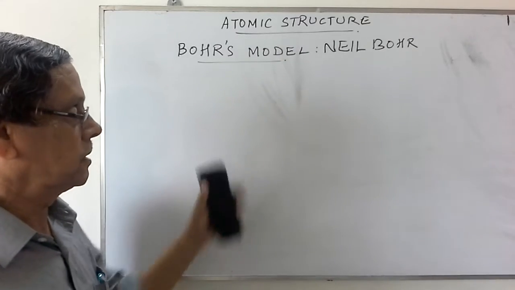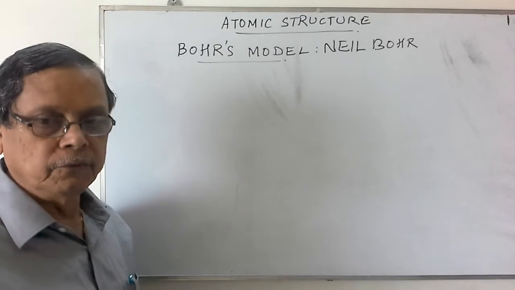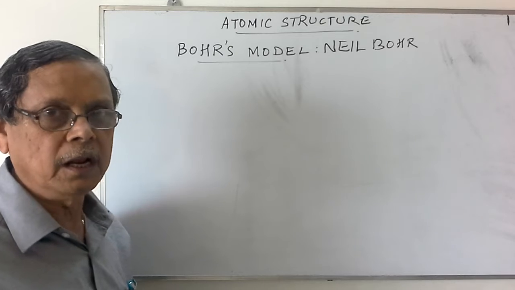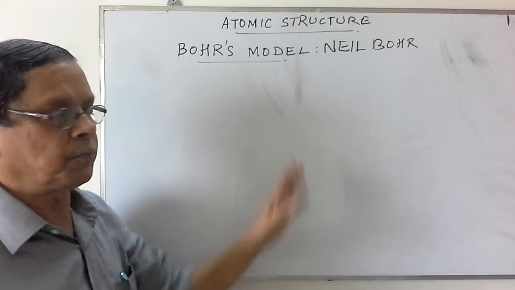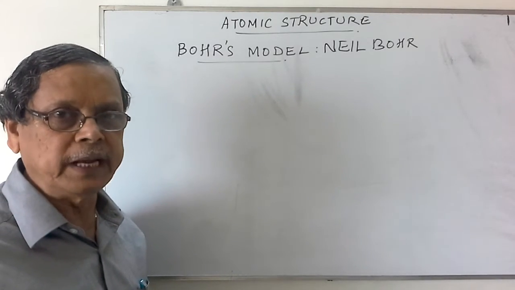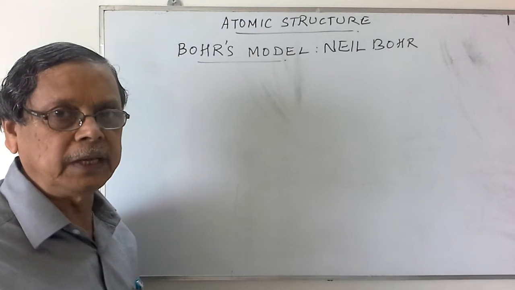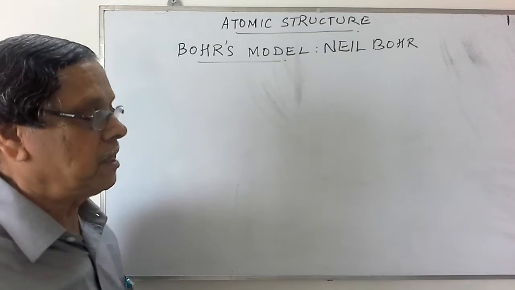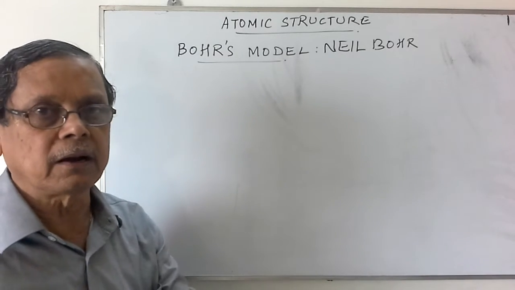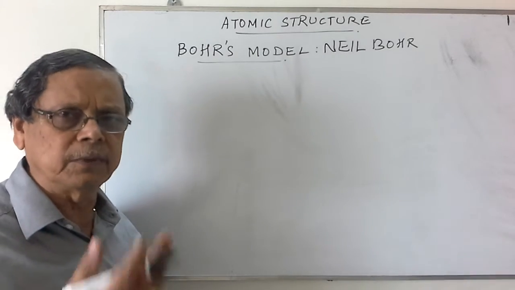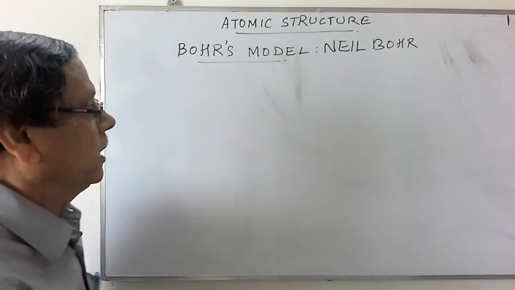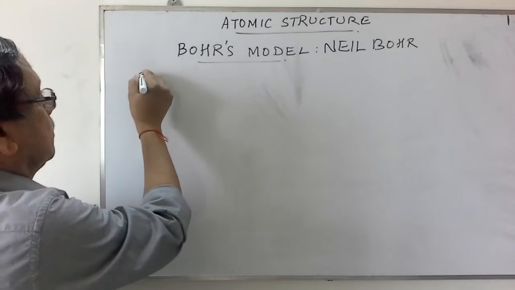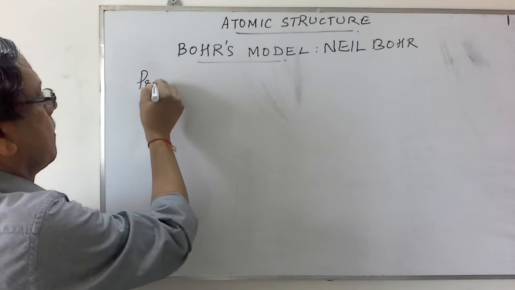Back to Rutherford's model, which has been improved by Bohr's model. Bohr could derive the expression for the radius of various orbits, the velocity of the electron in the various orbits, and also the expressions for the energy of the electron in the various orbits, or energy of the orbits. So we can consider these properties.